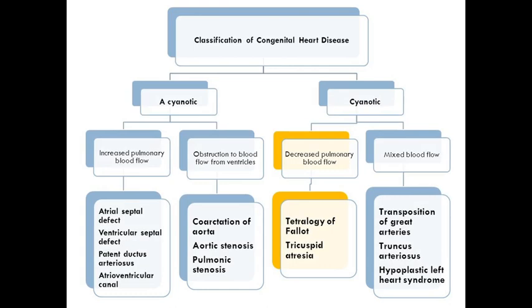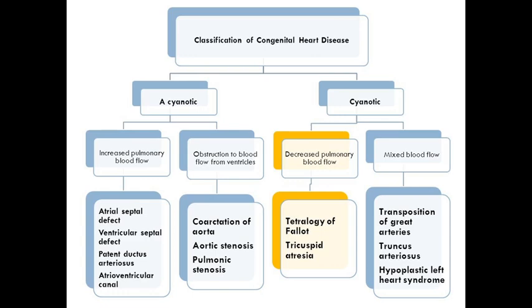Now we'll see congenital heart diseases. Congenital heart diseases are of two types. Now we know our heart has two upper chambers and two lower chambers. The upper two chambers are called atria. The lower two chambers are called ventricles. The right atrium receives deoxygenated blood, that is carbon dioxide containing blood, from all parts of the body. Then it sends this blood to the right ventricle.